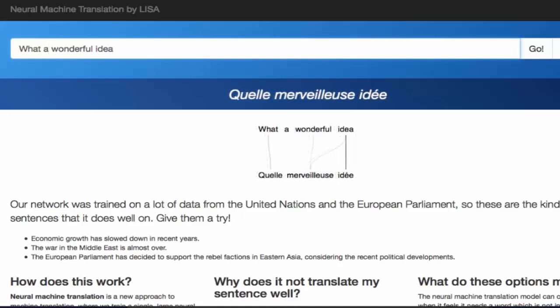This thing can actually learn translation, can do translations between multiple languages, not just English and French. It was trained on data from the United Nations and the European Parliament, so it can do translations between all the European languages. So that brings us to the end of this module on deep learning, and thank you.